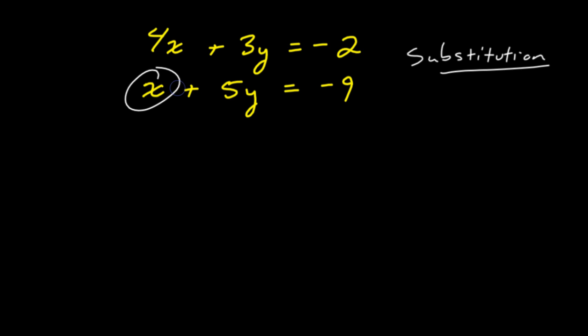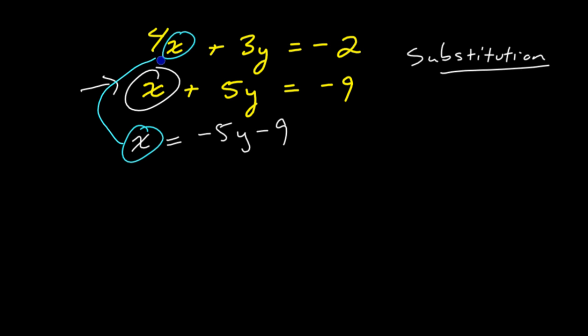But let's use substitution. Now, substitution, we look for any variable that's isolated, or any variable that has a 1 for the coefficient. And I see that x. I want to solve for that x. I want to get that second equation to be just x equals. So we'll subtract 5y on both sides, and we get x equals -5y minus 9. Right? All right, now the reason it's called substitution is because I'm literally going to plug in, instead of the x in the first equation, what x really is, which is -5y minus 9.